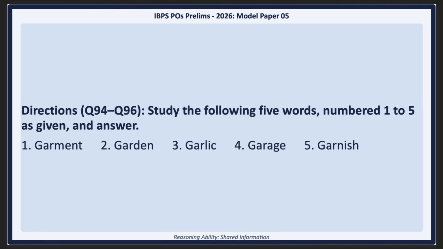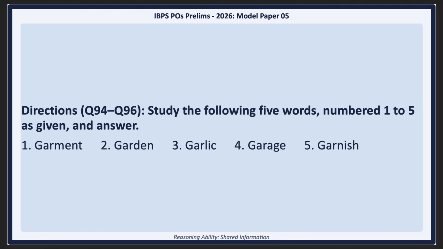Skip straight to the 4th letter. Right. The distinguishing 4th letters are M for garment, D for garden, L for garlic, A for garage, and N for garnish. Okay. Alphabetizing just those letters, A, D, L, M, N, gives us our new order. Garage, garden, garlic, garment, garnish. And then you just read down the new list.